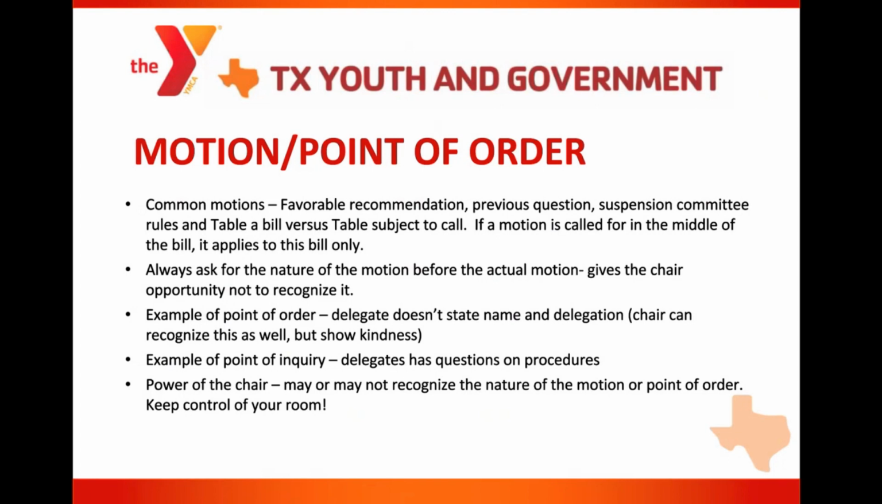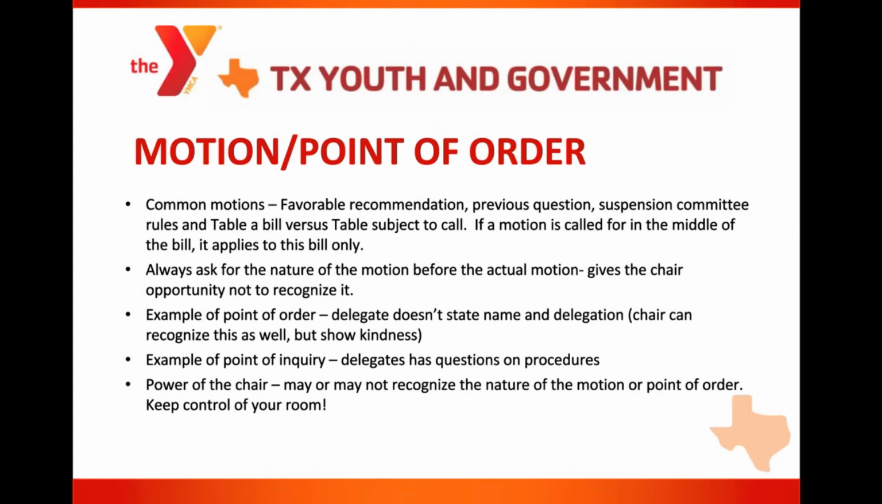Suspension of rules. An example of this would be changing the question and answer period from seven minutes to five minutes if your committee is running long. Remember, this needs to be done between bills for it to apply to the remaining bills. As a chair, you may ask for this motion to be made if your committee is running long. This requires one second and a two-thirds vote. Lay on the table.